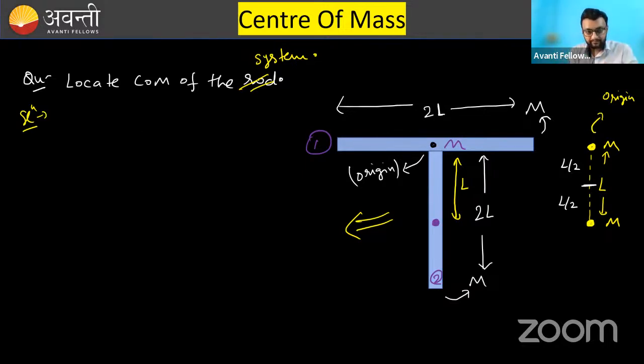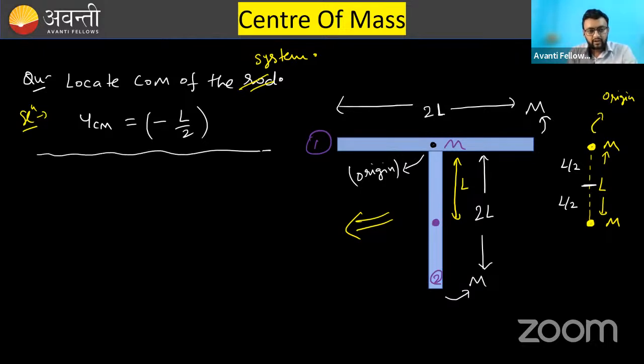For example, do you get this answer? The answer is that the y coordinate of the center of mass will be at a distance L by 2 behind the origin, or you can say L by 2 downward to the origin. So it will be minus L by 2. Clear? That is the y coordinate. The x coordinate is 0. There is no part in the x direction.